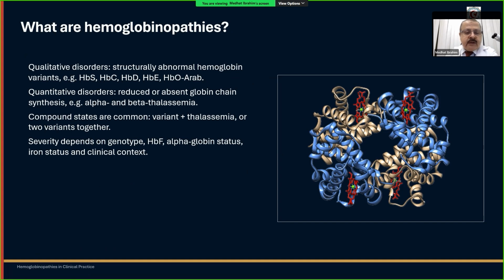We have, as I said, hemoglobinopathy that is either qualitative or quantitative. Qualitative means that there is a structural abnormality only from a single point mutation of the gene, like what happens in hemoglobin S and C and so on, and this mostly concerns the beta genes. And we have quantitative, in which there is a decreased production of the alpha or beta chains, and in this case we call it thalassemia.